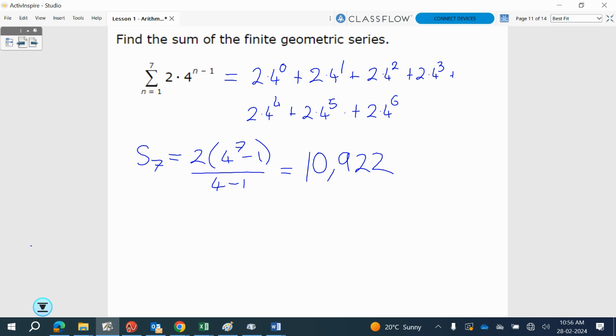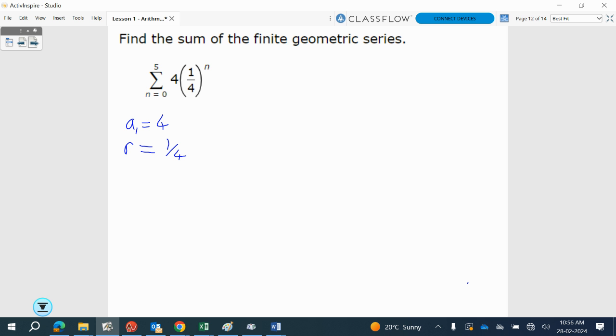Last time we had 7 terms in the sequence, it started at 1. But this time it's starting at 0. We have 1 extra term. So it goes 0, 1, 2, 3, 4, 5, 6. So n is equal to 6. So we want the sum of 6 terms. So we've got the formula 4 times 1/4 to the 6 minus 1, over 6 minus 1.